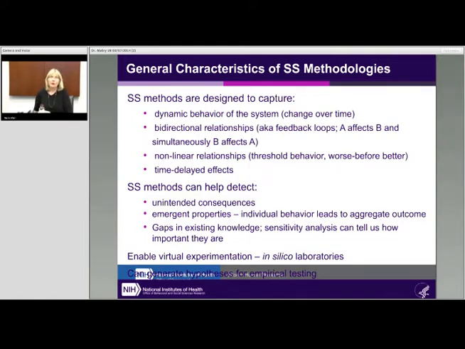And they can also help us not only identify what our gaps are in knowledge, but tell us how important those are. By using sensitivity analysis, we can identify which pieces of information that we're missing are the most important to get to the better understanding of the goal we're after.